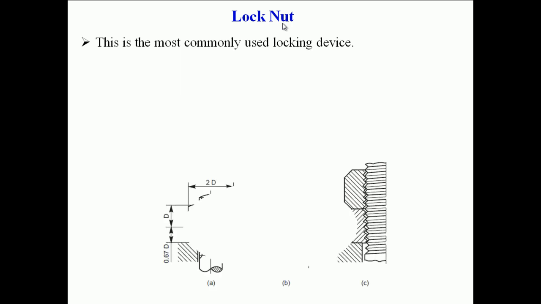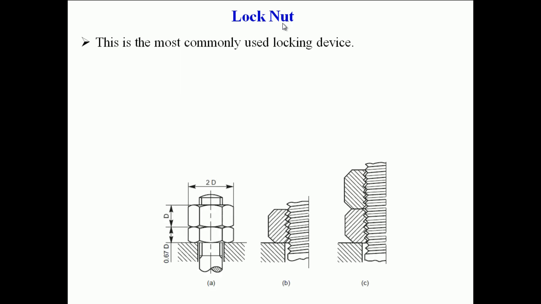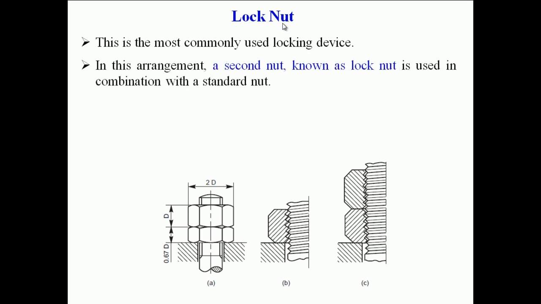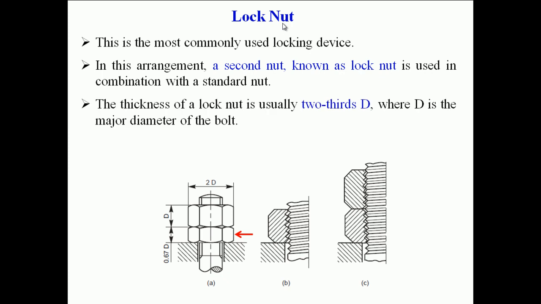So lock nut. This is the most commonly used locking device. This is a schematic representation of a lock nut. In this arrangement, a second nut known as lock nut is used in combination with the standard nut. So for better understanding, this is the lock nut. The thickness of a lock nut is usually 2/3 of the diameter, where D is the major diameter of the bolt.